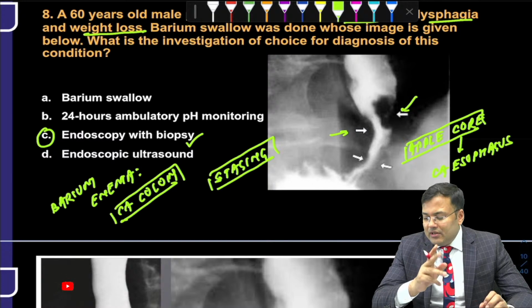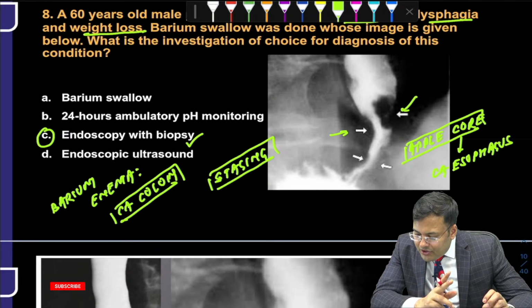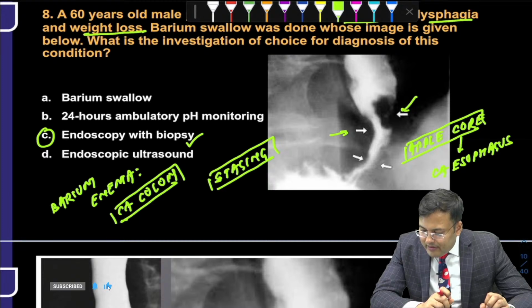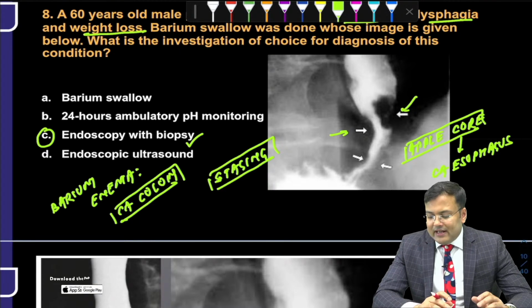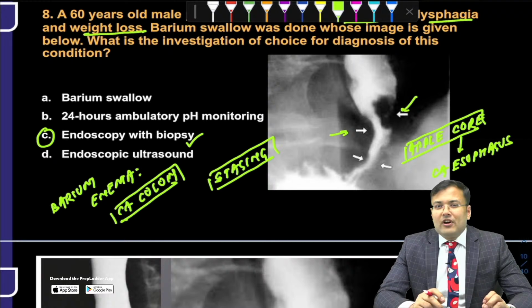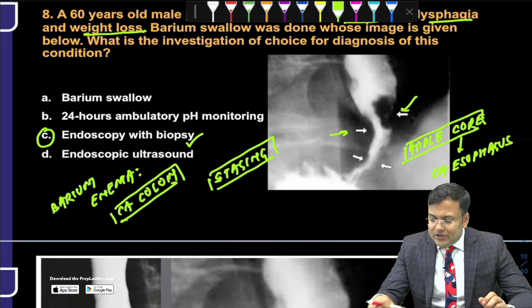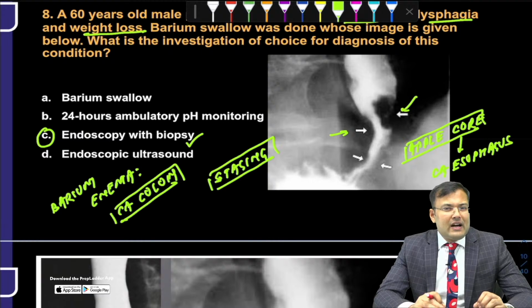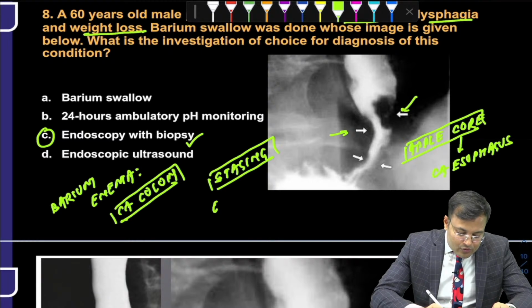I'm asking the question, investigation. Very good, Avish Chaudhary, Bharti Chopra. Yes, all of you are correct. Investigation of choice for staging of carcinoma esophagus is endoscopic ultrasound.